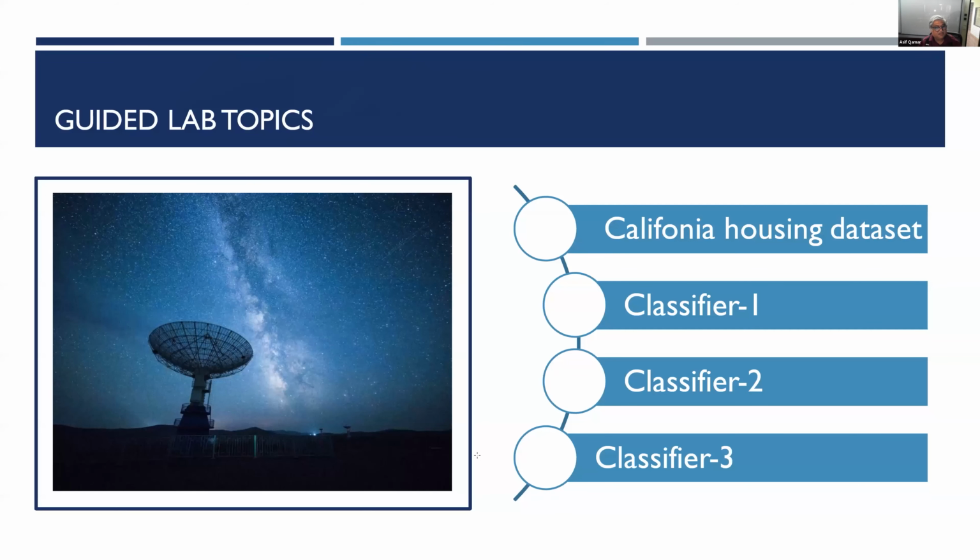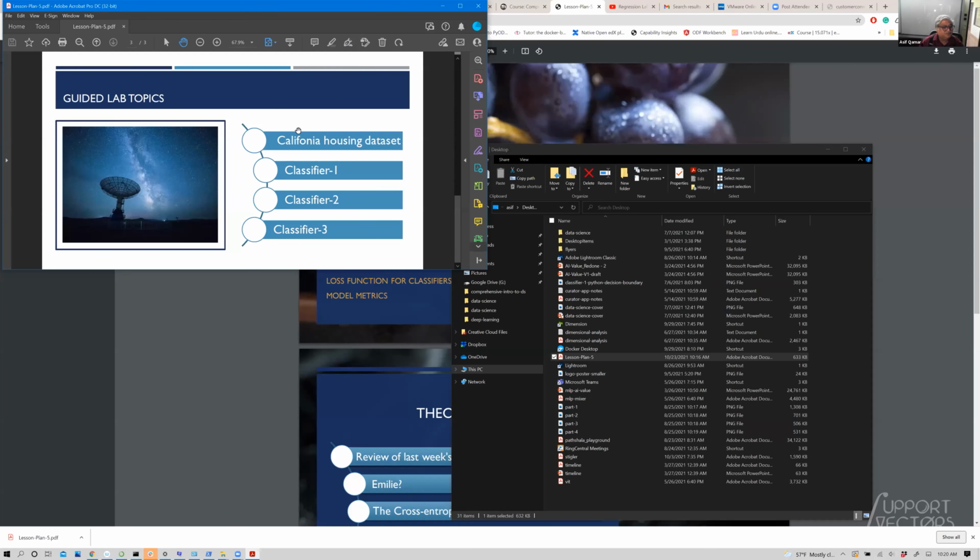What are the labs that we are going to do today? The labs we will do today are the California housing dataset, which is a spillover from regression. Then we'll do three labs, three specific synthetic datasets that I created for classification. And those are classifiers 1, 2, and 3. We will do that. So that is our scope for today.